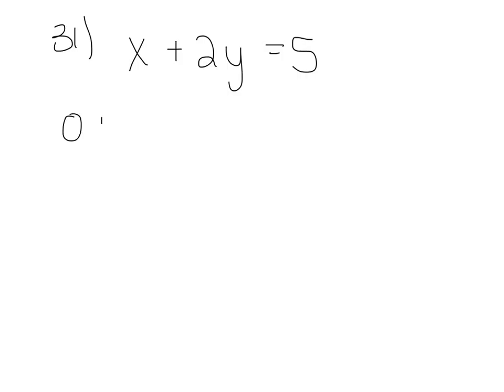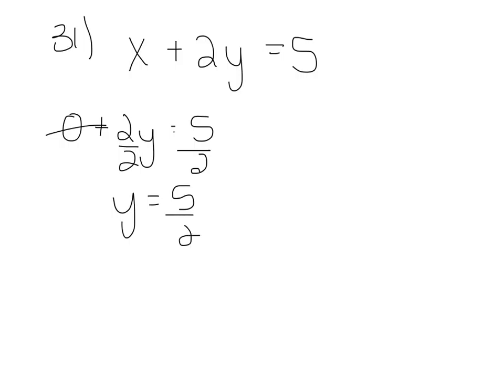For 31 and 32, they're asking for all 3 pieces of information, so an x-intercept, a y-intercept, and a slope. So on 31, the first thing I'm going to find is the x and y-intercepts since they're in standard form. I have x plus 2y is equal to 5. Set the x to 0 and you get a y-intercept. So 0 plus 2y is 5. To get y by itself, divide by 2. My y-intercept is 5 over 2. To get the x-intercept, all you do is set y to 0. And that goes away, so x-intercept is 5.